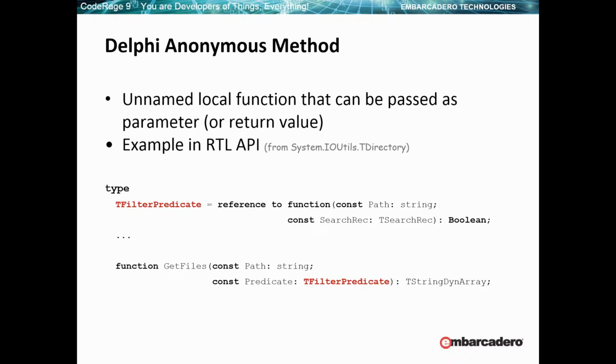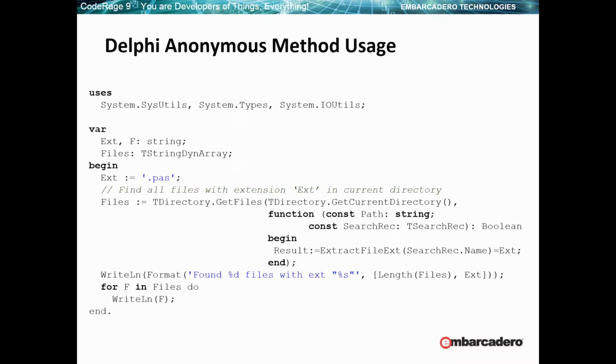So the way it's declared, I'm using the examples from TDirectory here, here's a filter predicate. It says reference to, that's the key there. The reference to means you're declaring an anonymous method. And the anonymous method is this function that will take a string and a TSearchRec and return a Boolean. And how do you use it? Well, here's an API that expects one such thing. GetFiles, you give it a path, and then it wants one of those predicates.